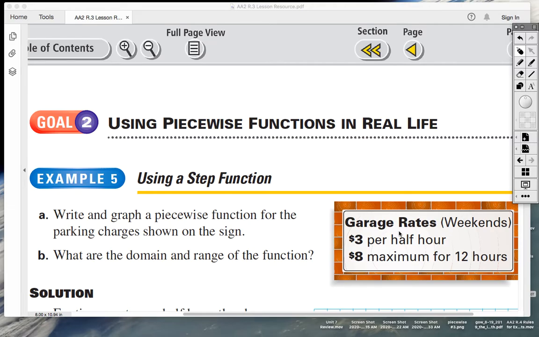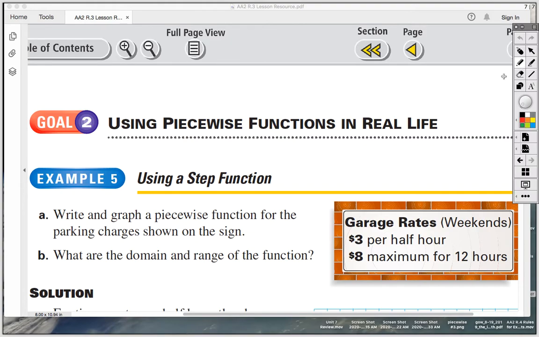So if you pull in to this parking garage, how much are they going to charge you? $3. Okay. How much are they going to charge you for 18 minutes? $3. And how much are they going to charge you for 30 minutes? $3. Okay.